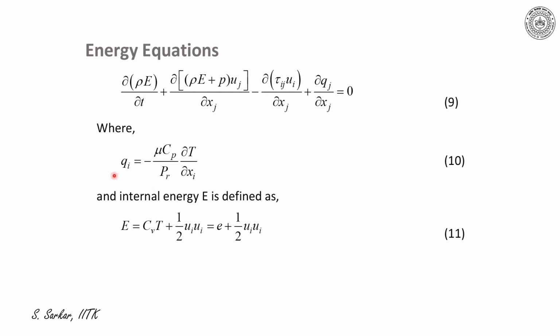Now, the heat flux vector can be given by qi is equal to minus mu Cp by Pr into del T/del xi. Now, Pr is the Prandtl number. Where the total energy E is defined here as E is equal to CvT plus half ui ui. CvT can be represented as small e, that is internal energy, plus half ui ui. That half ui ui represents the kinetic energy of the element.